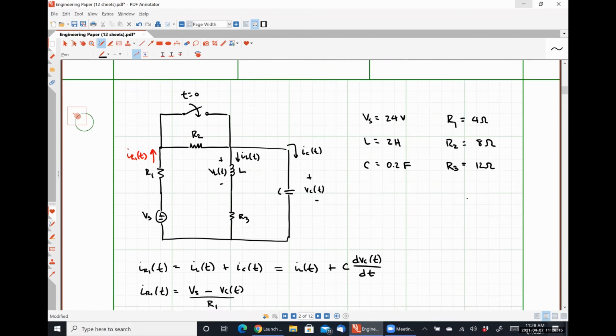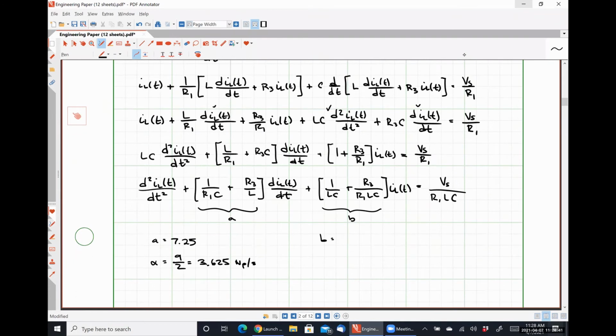Using our values, B is R3, so that is 12 ohms divided by R1 times L, which is 2, times C, which is 0.2, plus 1 over LC. So that's 1 over 2 times 0.2. So B is 10, which means omega naught is the square root of 10, or 3.162 radians per second.